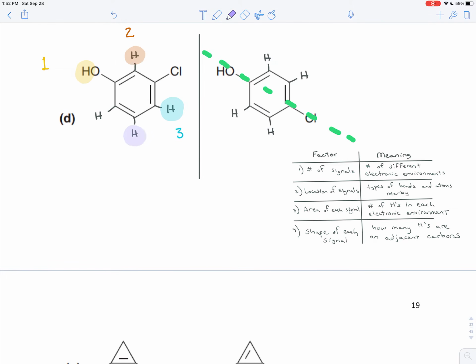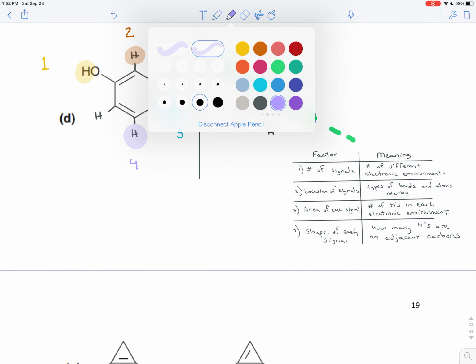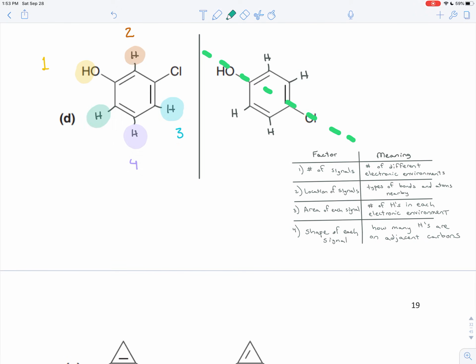You have a hydrogen even further, so 2 atoms away from the alcohol and the chlorine. It's a different electronic environment. So that's your fourth signal, and then you would have this last hydrogen here, which is right next to the alcohol and far from the chlorine. That's your fifth electronic environment, so your fifth signal. So 5 signals in the molecule on the left.